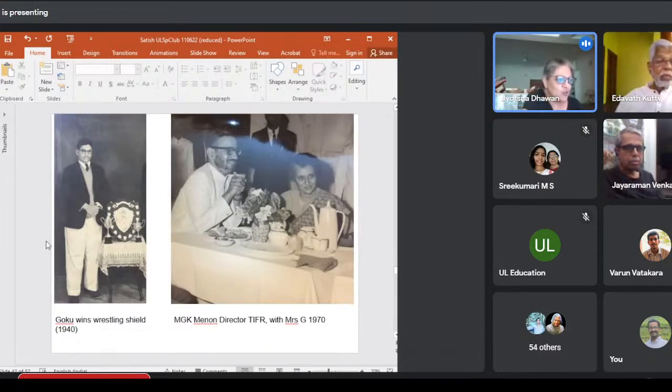This young man, Goku, won a wrestling shield in college in 1940. But he may never have imagined that he would be Professor M.G.K. Menon, and that he would be called to lead so many institutions of national importance, TIFR, DOE, DAE, DOS, that he would be remembered as the quintessence of sagacity and visionary leadership. Here's a picture of him later in life with Mrs. Gandhi.